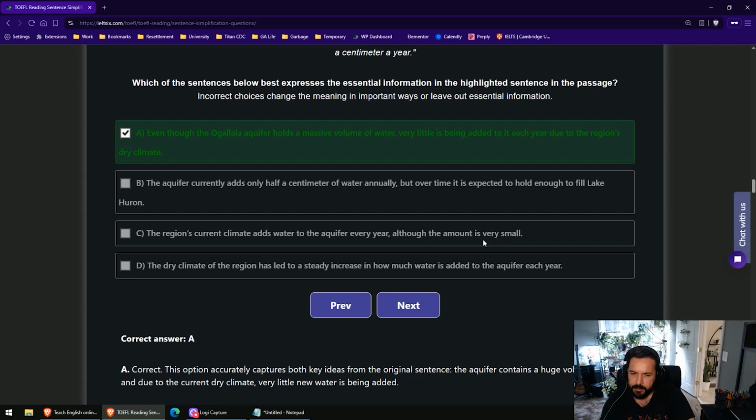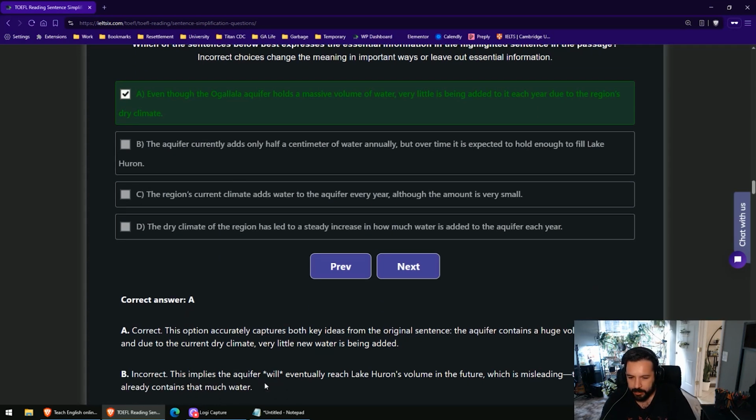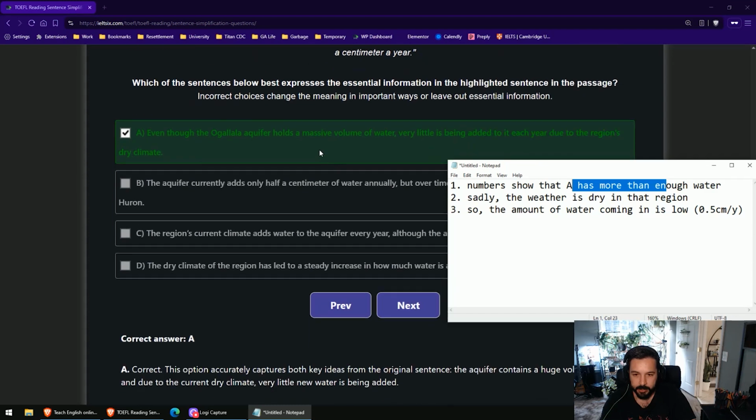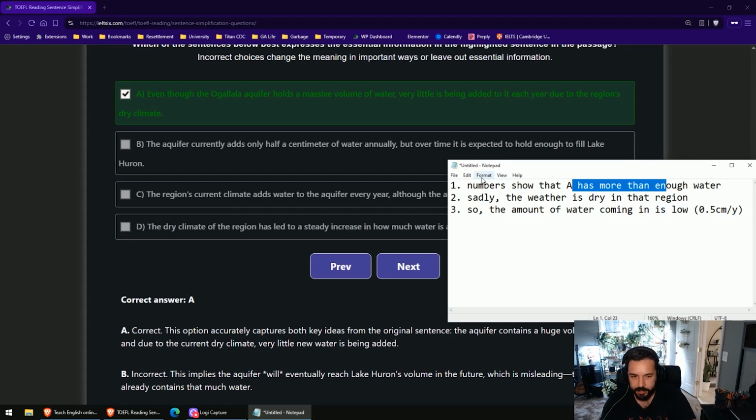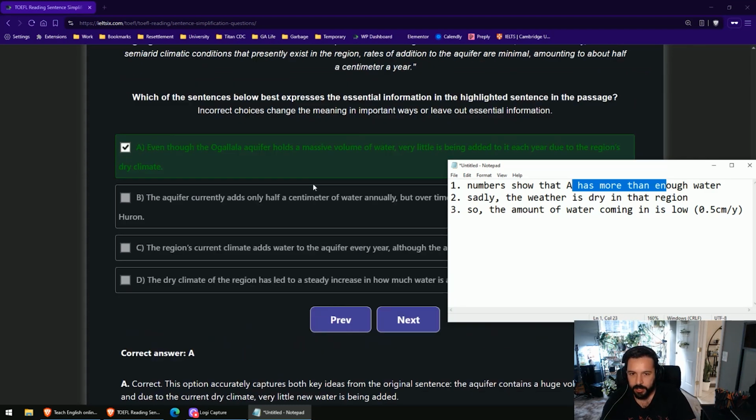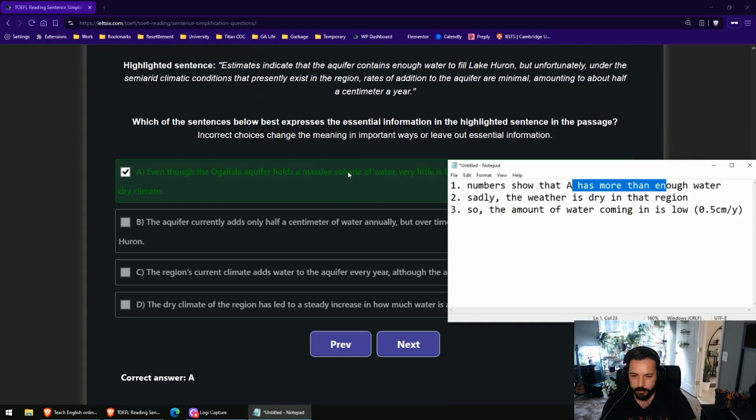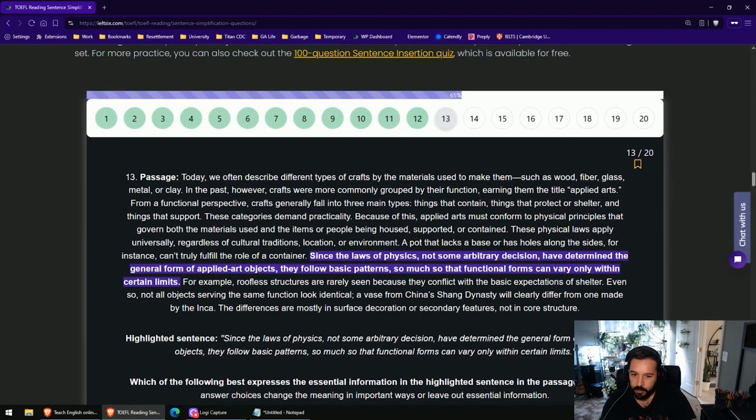Yes, although the amount is very small. But yeah, this is not what we are talking about. We're not talking about the amount being added. That's not the main topic. The dry climate of the region has led to a steady increase in how much water is added. No, we said the amount is actually pretty low because of it. And it's constant. We never said it changed. We never said it went up or down. So let's begin. Let's move on.